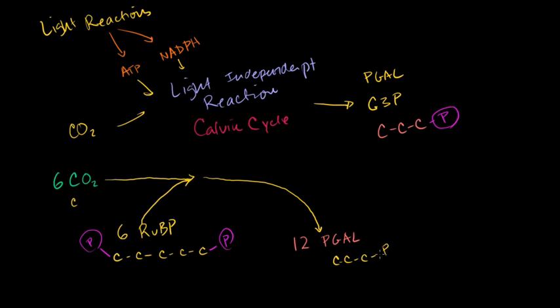And just to make sure we're accounting for our carbons properly, let's think about what happens. We have 12 of these. So you could think of it that we have 12 times 3, we have 36 carbons. Now, did we start with 36 carbons? Well, we have 6 times 5 carbons, that's 30, plus another 6 here. So yes, we have 36 carbons. They react with each other to form this pGal.